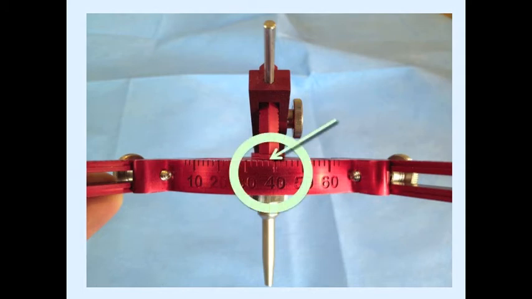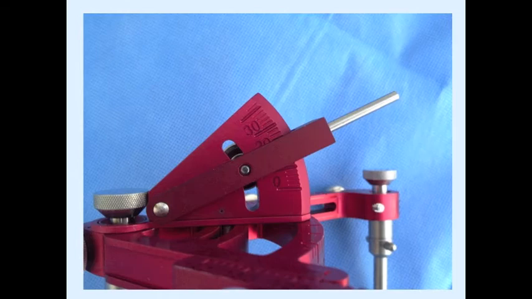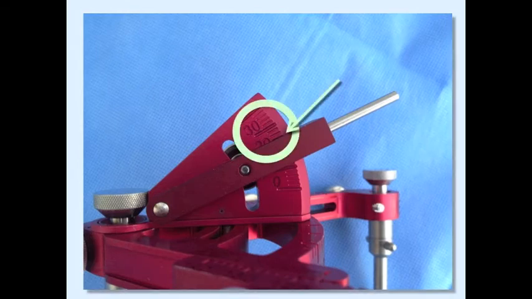Please note that the hash marks are every 2 degrees. The off-plane angle in this case is 24 degrees. The adjustment on the instrument is shown here. Again, please note that the hash marks are every 2 degrees.